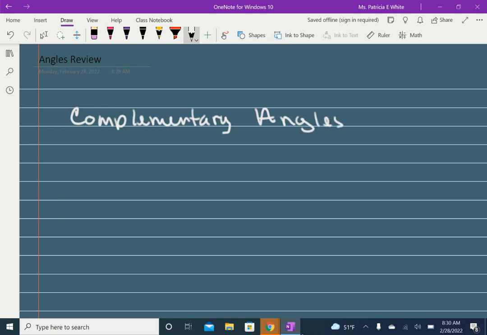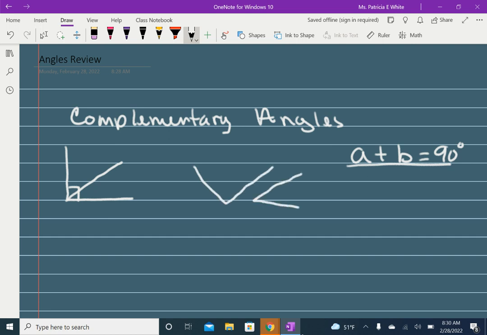You remember our complementary angles were two angles that added up to 90 degrees. That was our equation business. A plus B equals 90. Now, if they are adjacent, meaning they share a side, they will create that 90-degree angle. They don't have to be adjacent. They could be two separate angles as long as they add up to 90 degrees. A plus B equals 90. Adjacent means that they're sharing this side, but adjacent doesn't mean that they're complementary.